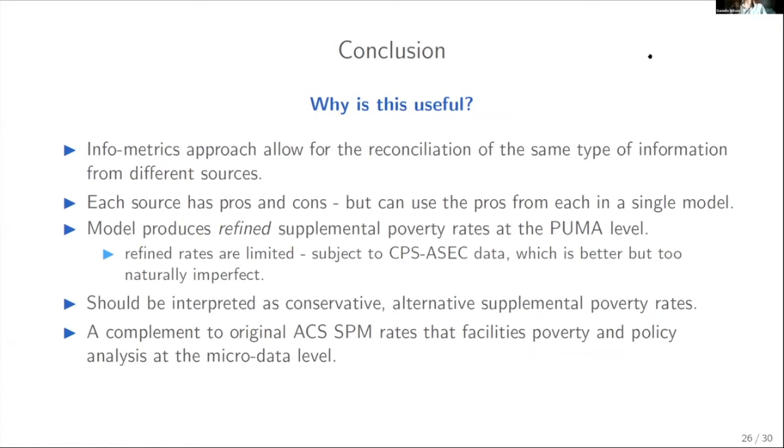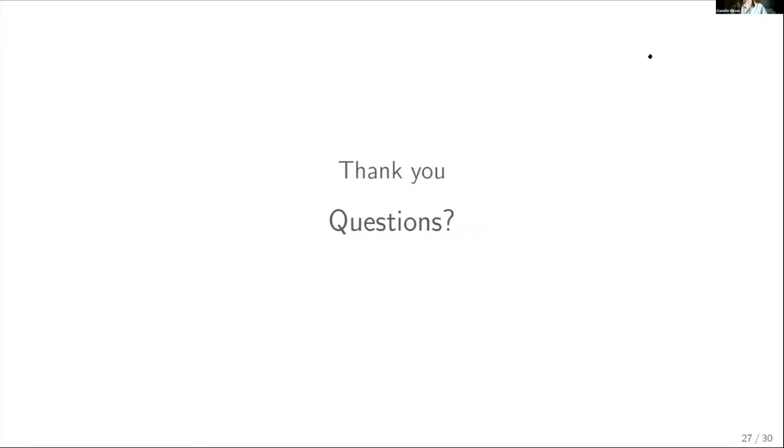So, conclusion: why is this useful? Essentially, the infometrics approach allows for the reconciliation of the same type of information coming from different sources. Each survey, the American Community Survey and the Current Population Survey, has its pros and cons, but in one model, I use the pros from both, and I produce a refined supplemental poverty rate. Of course, this refined rate is going to be imperfect, but it is a better alternative to what is simply observed from the less accurate survey. So it should be interpreted as a conservative alternative poverty rate that provides additional information that one could use when doing poverty analysis, especially because these PUMAs can be crosswalked to the county level. That's it.